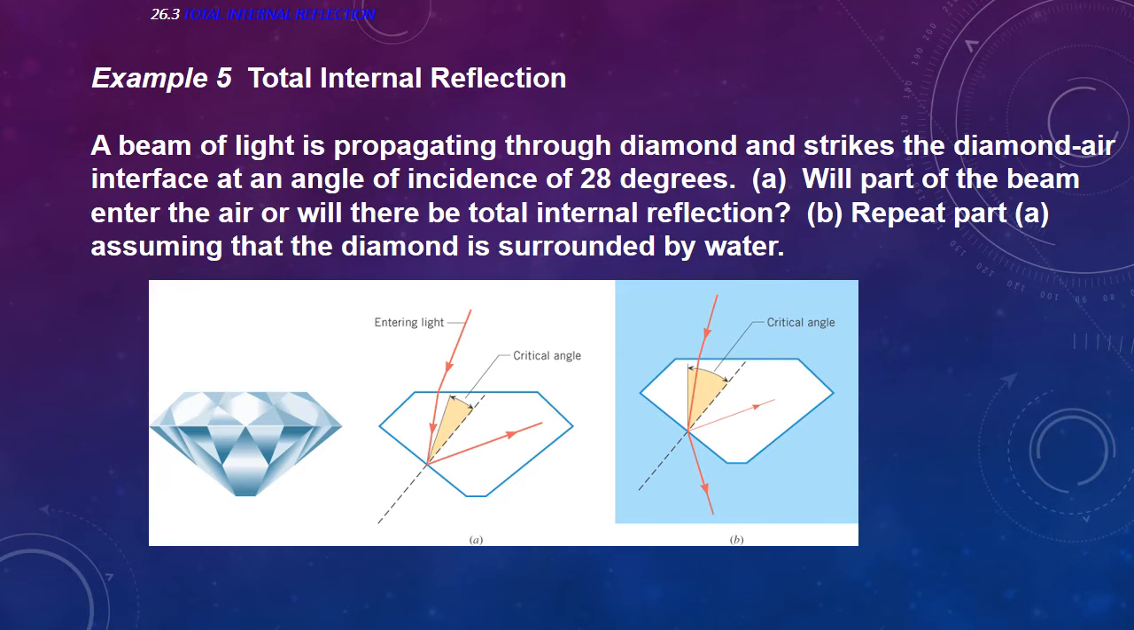Another example of this, as I talked about with a Marquise cut of a diamond: a beam of light is propagating through a diamond, and it strikes the diamond-air interface at an angle of incidence of 28 degrees. Will part of the beam enter the air, or will there be total internal reflection? Then we can repeat it, assuming that the diamond is surrounded by water. Now water has a higher index of refraction than air. So it could be internally reflected in air and not internally reflected in water because the difference in indices of refraction is not as great.